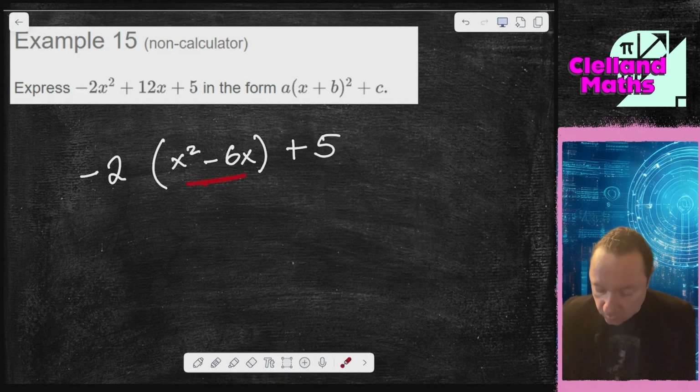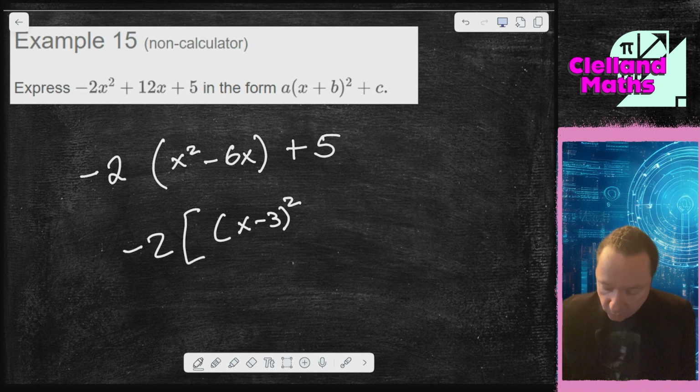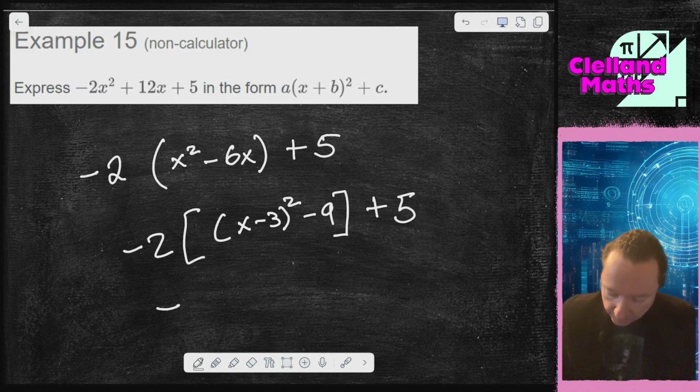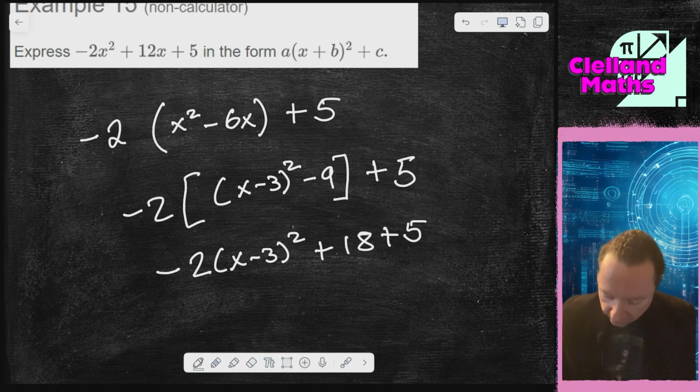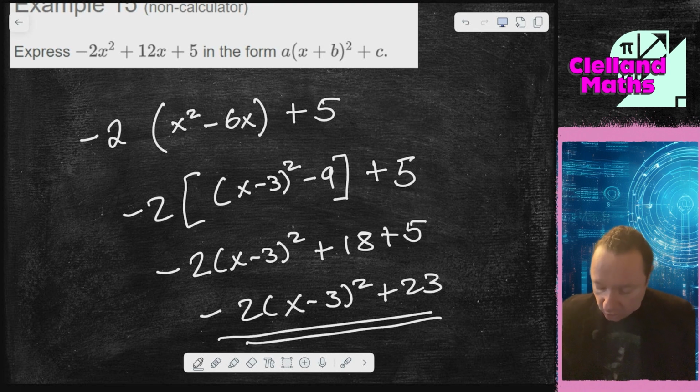And now I just complete the square on this bit like normal. So that's minus 2, half the middle term, and then immediately take away 3 squared. But that's stuck inside the bracket to go over 2, and the 5 is hanging on the end. So that's minus 2, x minus 3 squared. Minus times a minus is a plus 18 and a plus 5. So finally, x minus 3 squared, 18 plus 5 is 23. And we're done there. And the reason you do that, of course, is it tells you the turning point. It's still 3 and 23. The minus 2 makes no difference to that turning point.